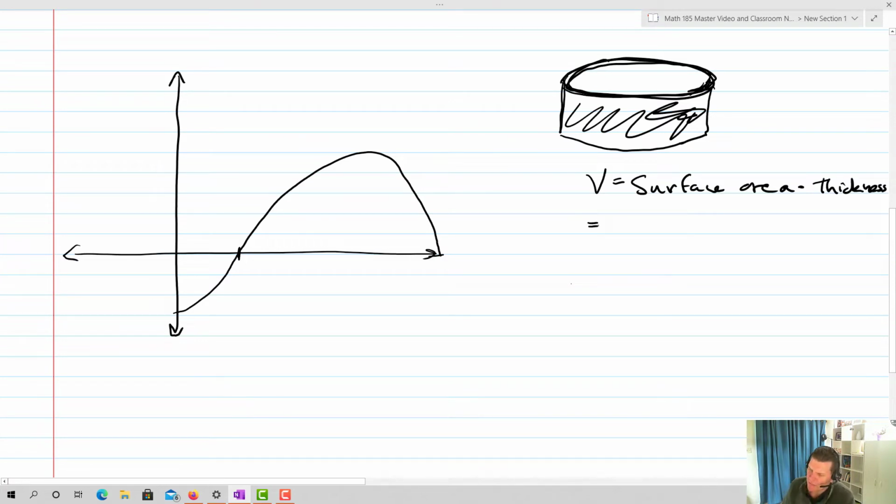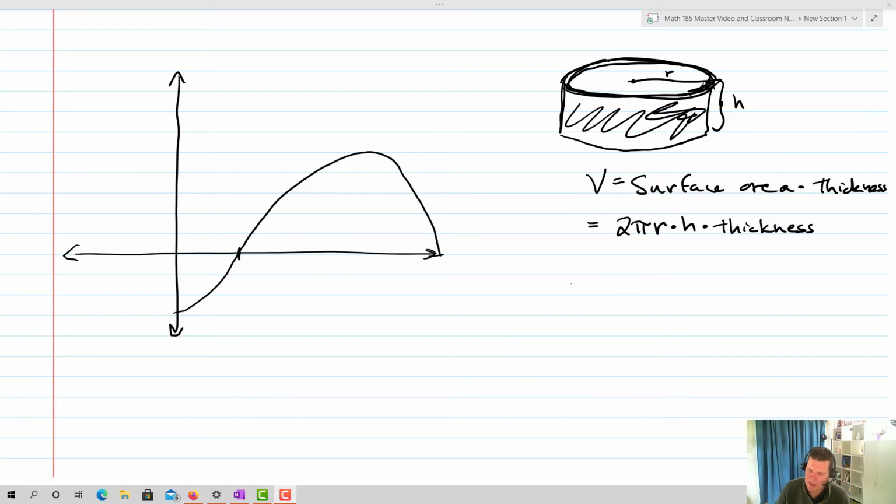If we think about the surface area for a cylinder, we've done this before, it's going to be 2 pi r h times whatever our thickness happens to be. Here's h, here's our radius r. So it's going to end up being 2 pi r h, the circumference, times the height, times the thickness.